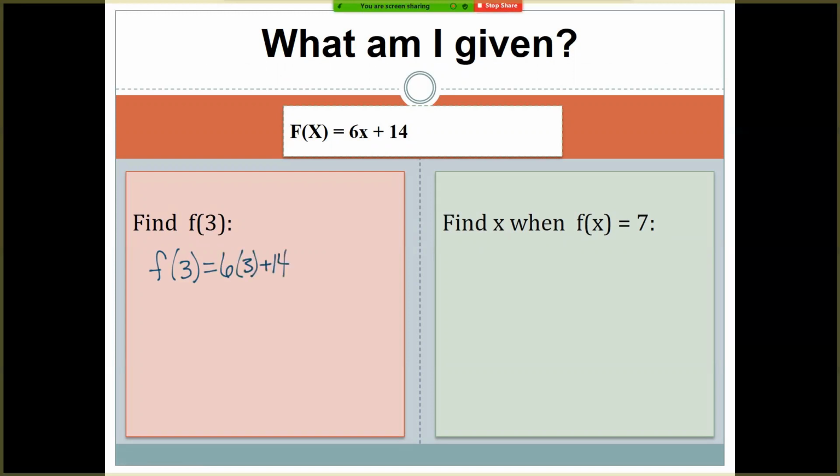So for the first one, they ask you to find f of 3. They're telling you go to the function and input 3. So going to the function, inputting 3, that gives me f of 3 equals 6 times 3 plus 14. Well, 6 times 3 is 18. 18 plus 14 is 32. So f of 3 equals 32 is my answer.